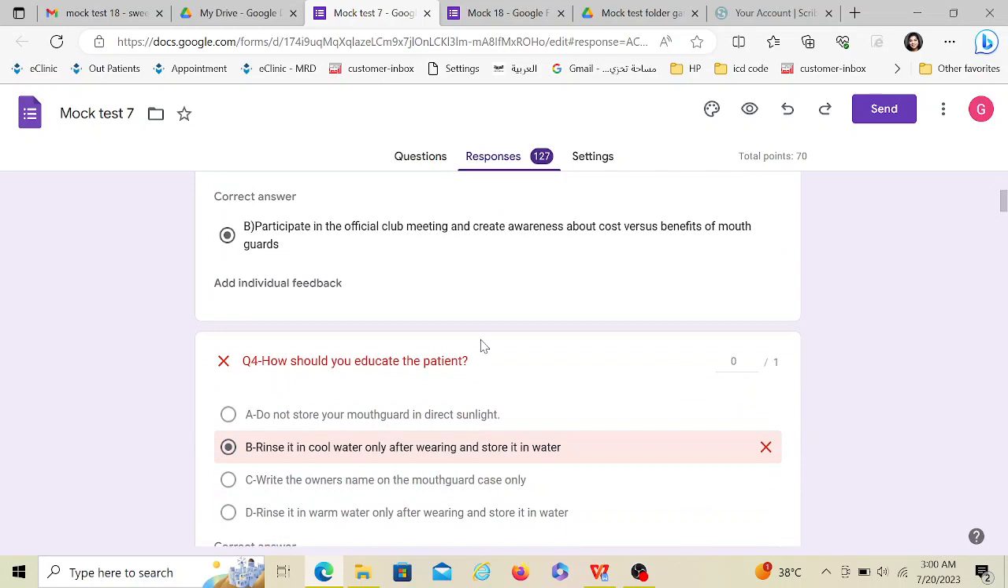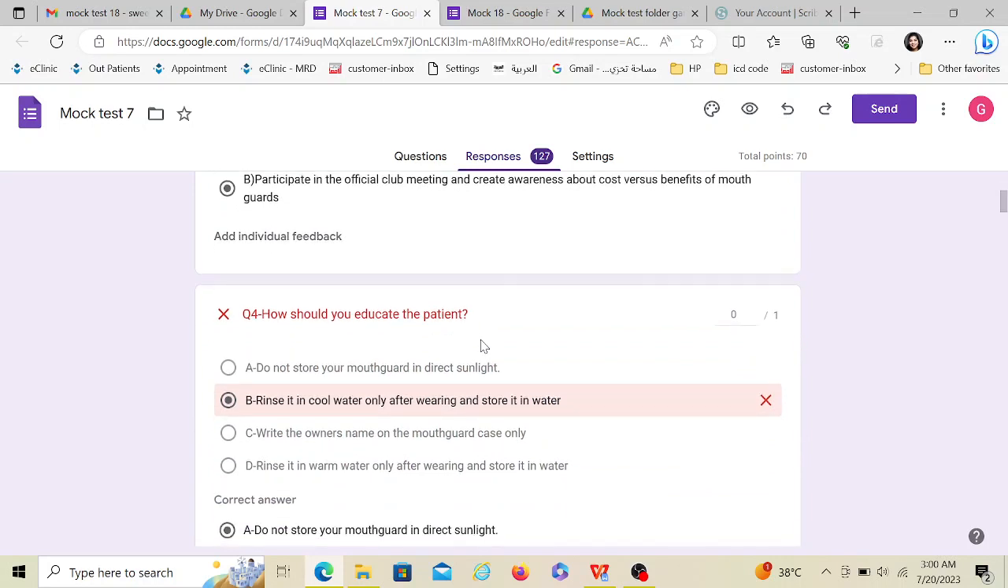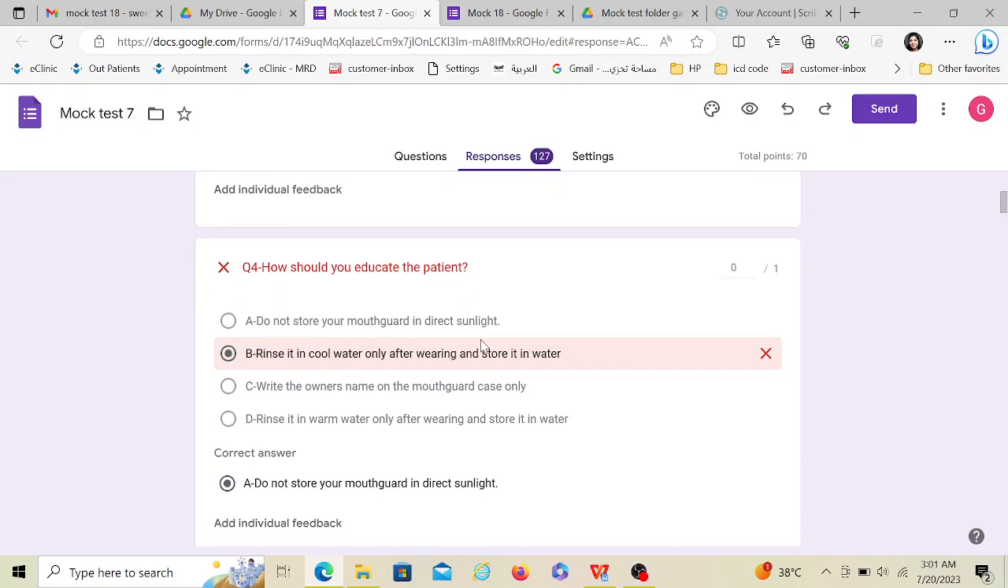Now, how should you educate the patient? Now, this question should have been how you should educate the patient about mouth guards, but they have just given this question. So, anyways, do not store your mouth guard in direct sunlight. Okay. Rinse it in cool water only after wearing and store it in water. Mouth guard doesn't need to be stored in water all the time. You can just rinse it and you can put it in a box. So it's not mandatory to store in water.